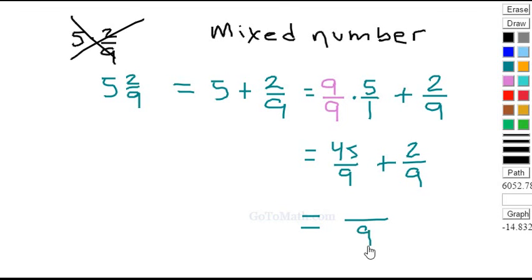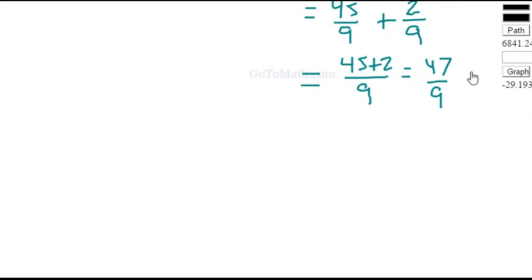That was the idea. We want to add the numerators. And of course, this is pretty easy. This is 45, 46, 47 over 9. Now, an improper fraction is one where the numerator is greater than the denominator. Okay, so this would be an improper fraction. A proper fraction is when the denominator is greater than the numerator.